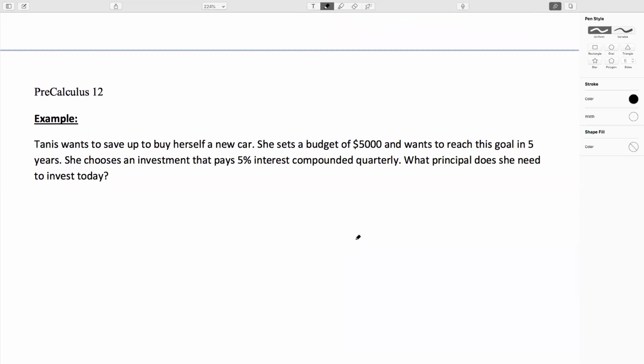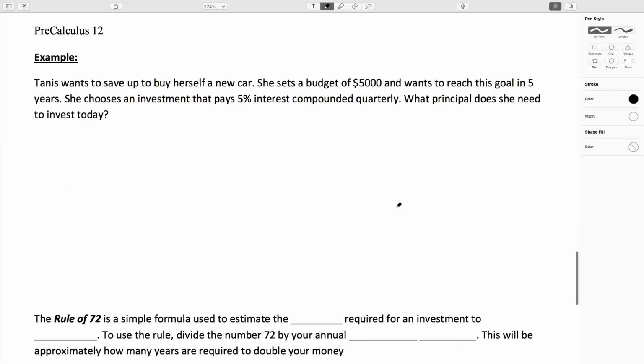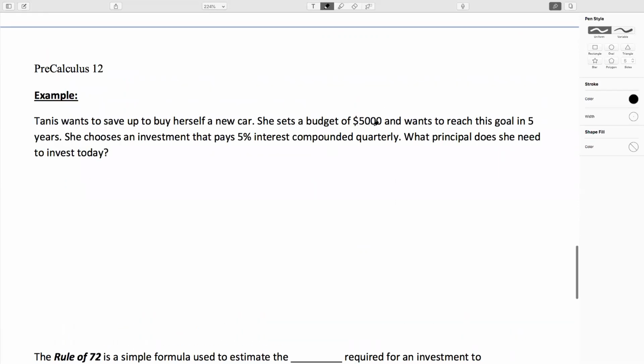All right, let's try solving for something that's not future value. Tanis wants to save up to buy herself a new car. She sets a budget of $5,000 and wants to reach this goal in 5 years. She chooses an investment that pays 5% interest compounded quarterly. What principal does she need to invest today? So the only difference here is that 5,000 is not your principal, that's your future value. So A is $5,000. We don't know A naught. A naught is unknown. We have 5 years term, where T equals 5.